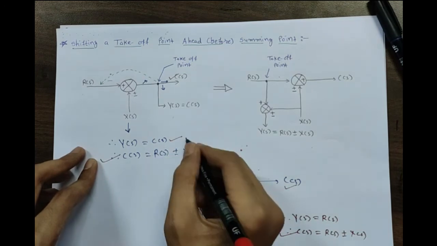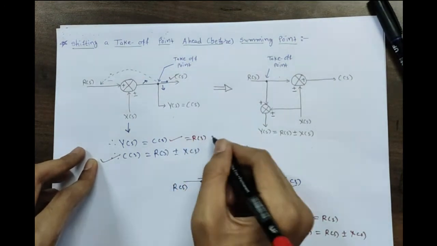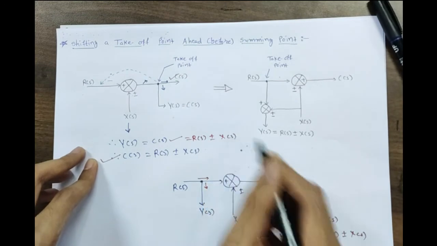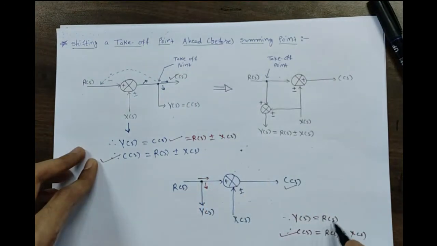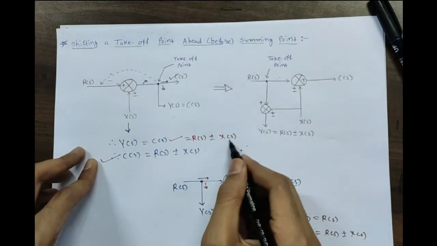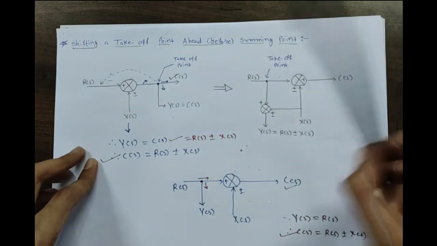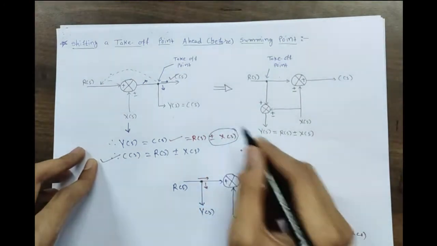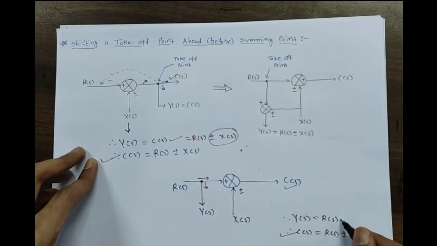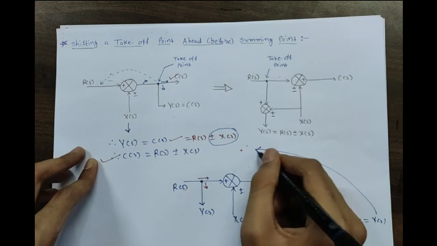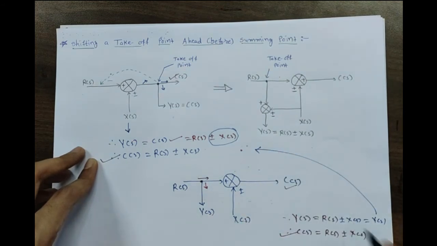c of s is nothing but r of s plus or minus x of s, here it is only r of s. So we have to add one term, and that term is nothing but plus or minus x of s. If we add plus or minus x of s into this equation, in that case it will be y of s as per this case. So how can we add plus or minus? We have to add one summing point right here.